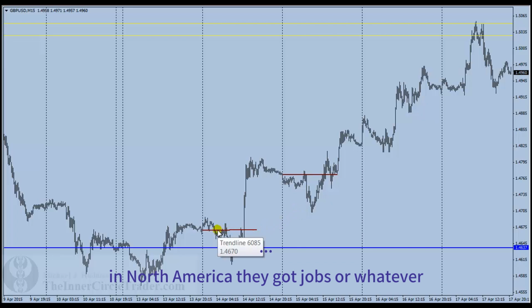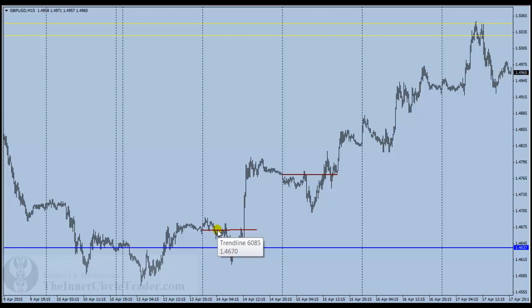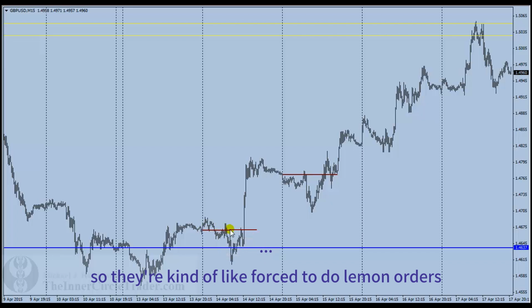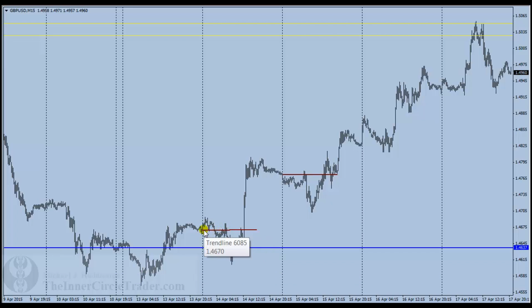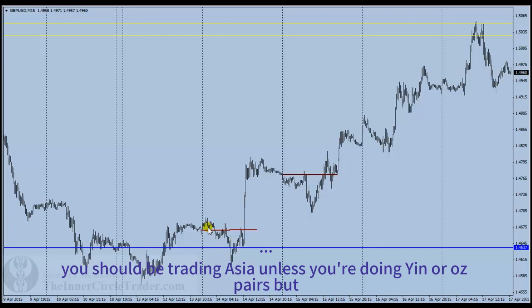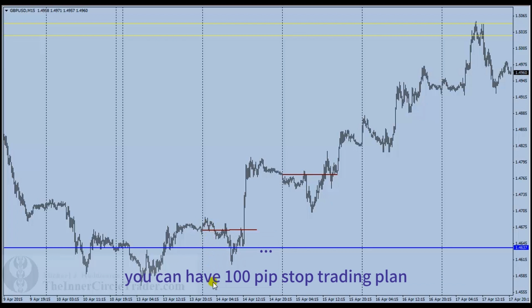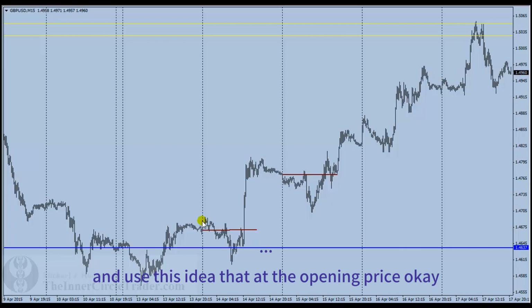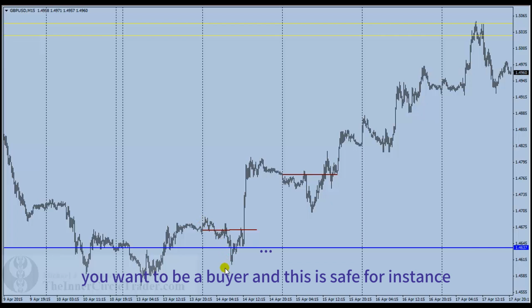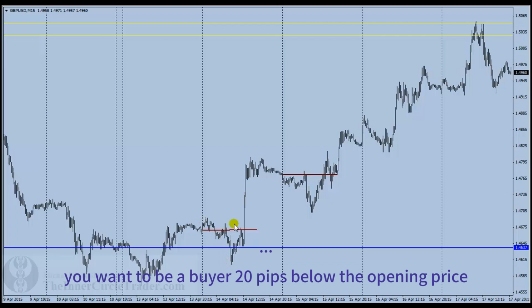But if you trade with a higher time frame premise in mind, you can have a 100 pip stop trading plan and use this idea that at the opening price, you want to be a buyer. Let's just say, for instance, you want to be a buyer 20 pips below the opening price when it's overall bullish. From that point on, you would have a stop loss 100 pips below that entry point. So in essence, it would be 120 pips away from the opening price. What's the opening price? Well, you would know what that opening price is at 0 GMT. A 100 pip stop, in this instance, is 100 pips risked.